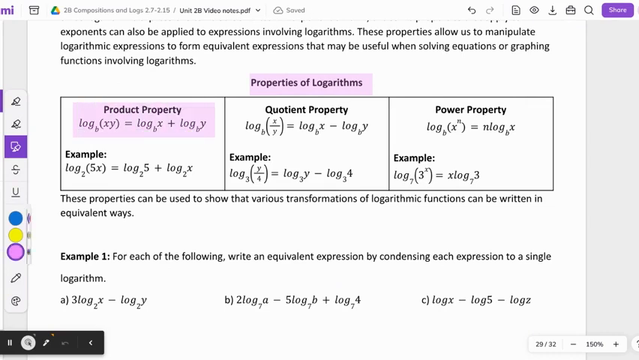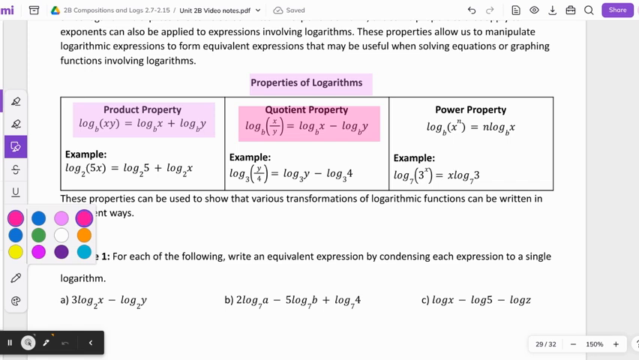Your product property allows you, if you have the log of a product, x times y, to separate it into log of x plus log of y, all having the same base. I'm just not saying base b on each one. That's the same as if you have two quantities being multiplied with like bases, you would add the exponents. That's what's happening here. If you have log base b of a division, x divided by y, it can be broken up into log base b of x minus log base b of y.